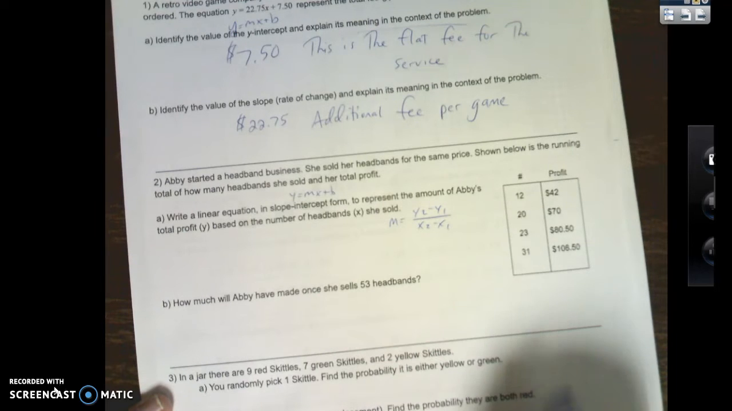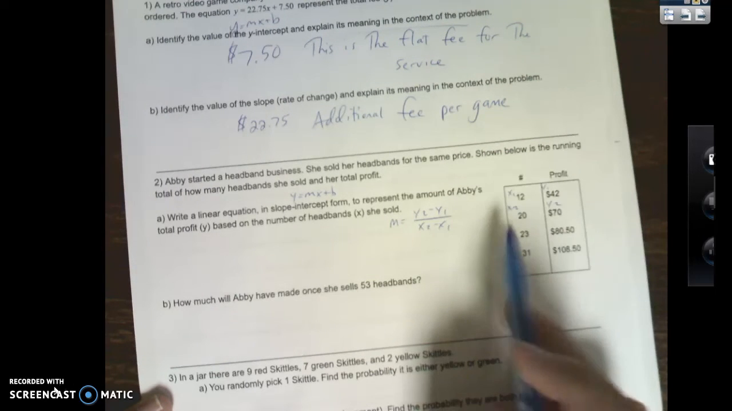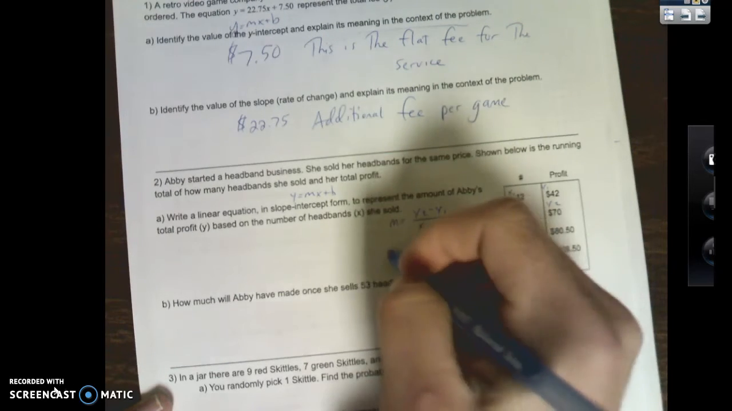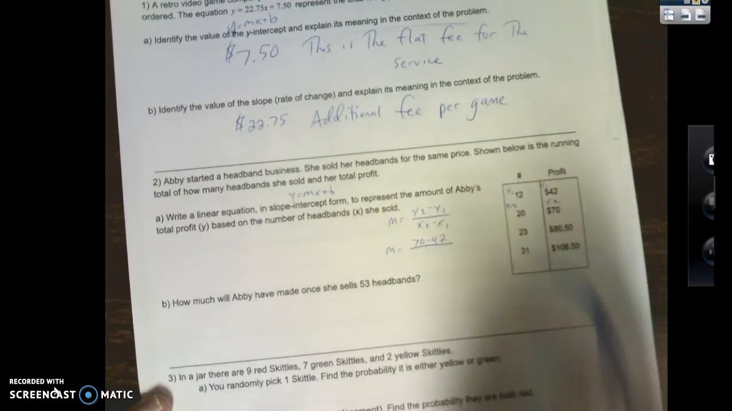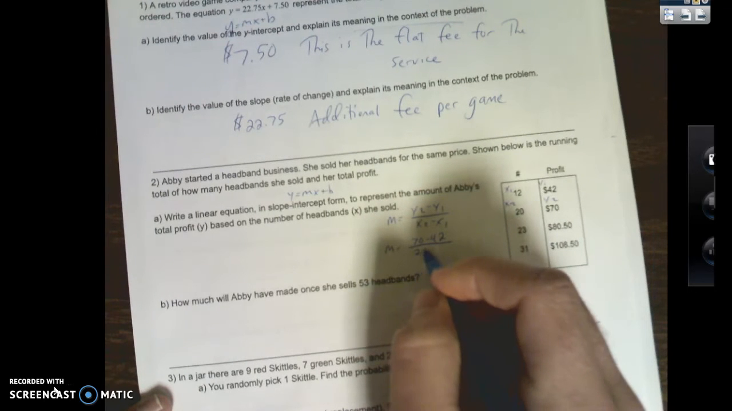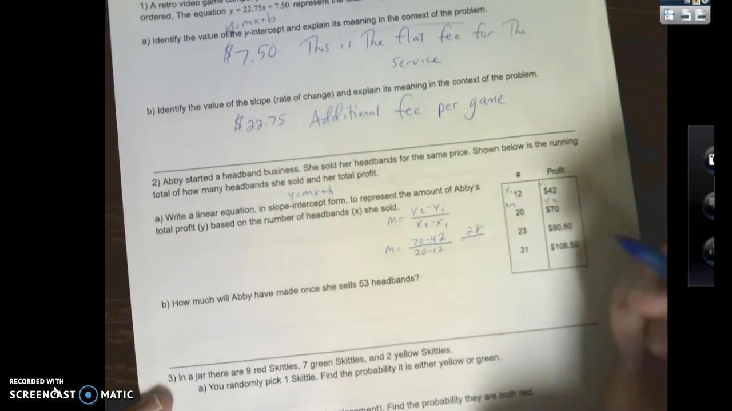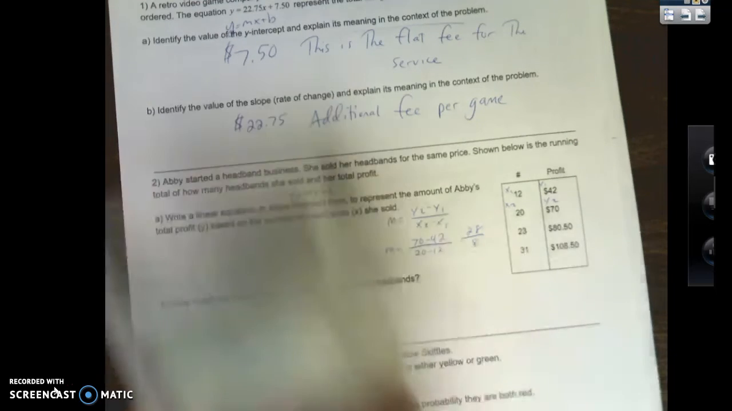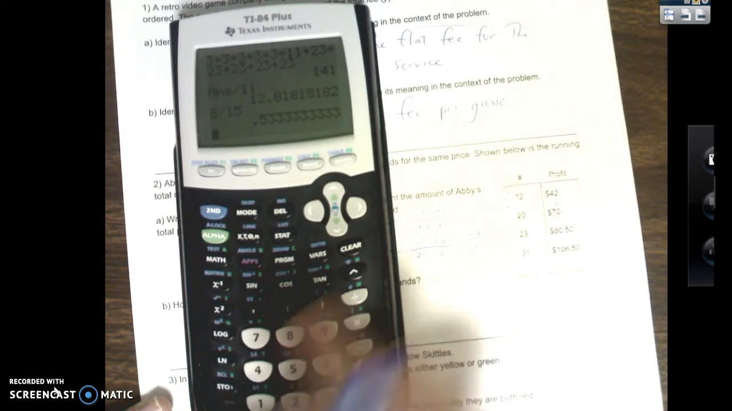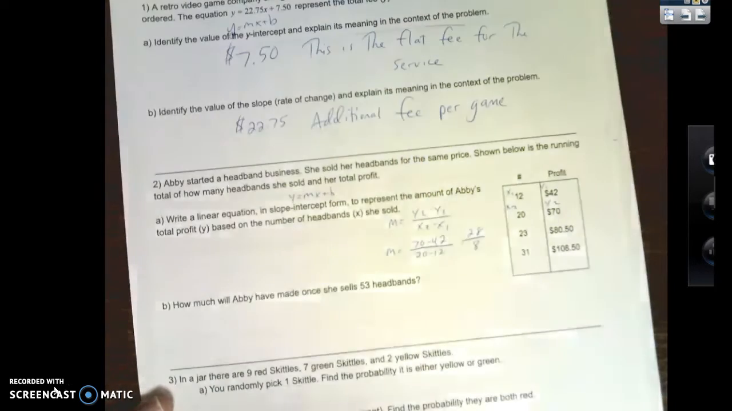You get to pick. Now, I'm going to go with the smallest numbers because I just think they're easier to work with. So x1, y1, x2, y2. So for my slope, that would be 70 minus 42 divided by 20 minus 12. All right, so that gives me 28 divided by 8. Okay, let me just double check that because I've been known to be wrong. 70 minus 42. Yep, we're good. 28 divided by 8. 3.5. Sweet.